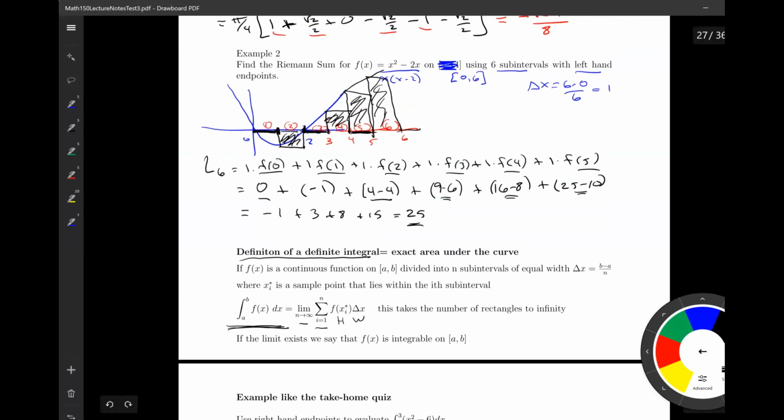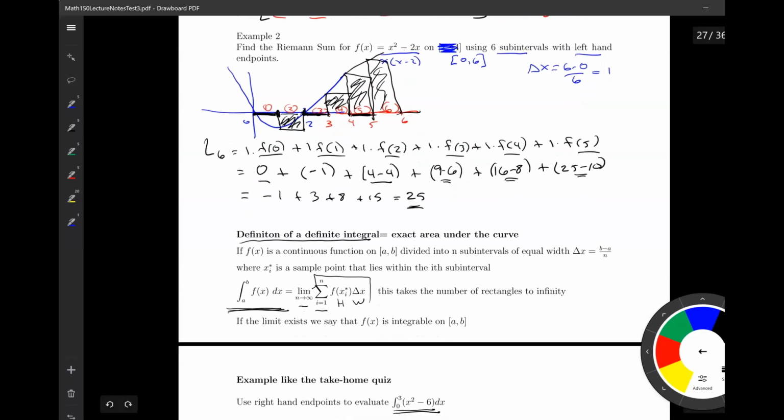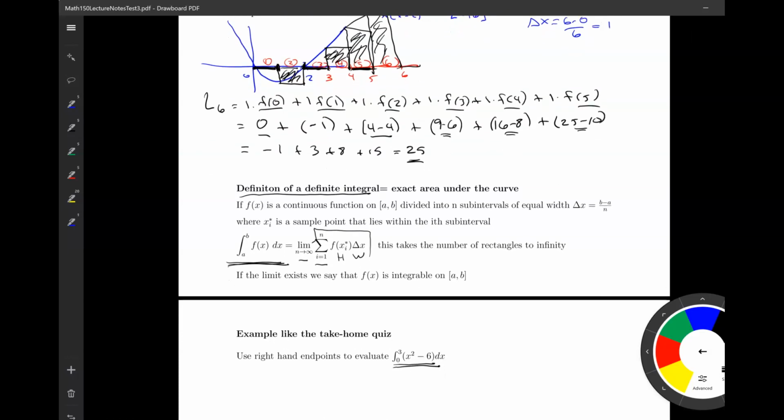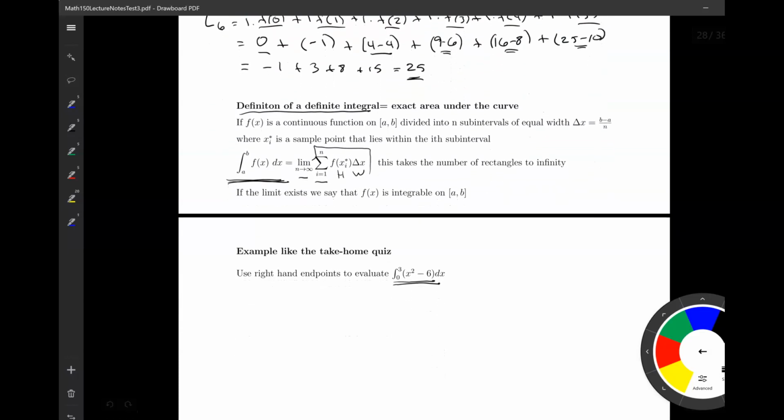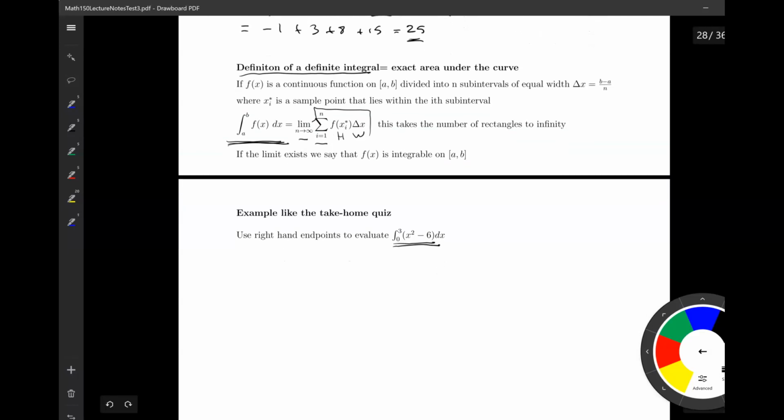This is just the Riemann sum. So what we've done here is just this part, right? Now we get to take the limit and let the number of rectangles go to infinity. That will give us the exact area under the curve. So we'll dig into this next example on the next video.